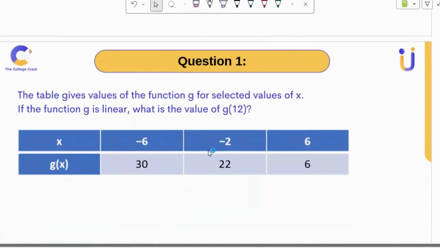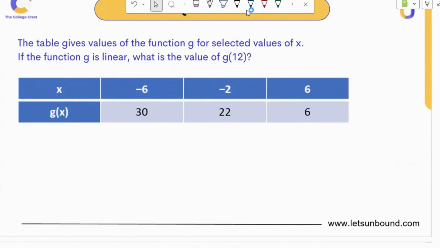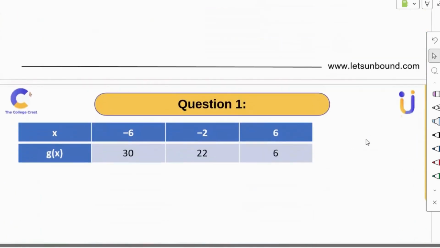Now, let's move to question 1. This is based on a table of values. Just a second. The table over here. The table gives values of the function g for selected values of x. If the function g is linear, what is the value of g of 12? Okay, so let's see how to solve this.